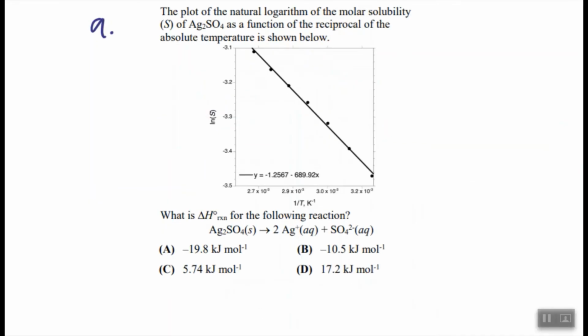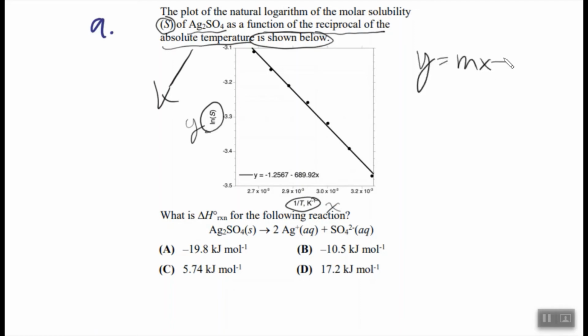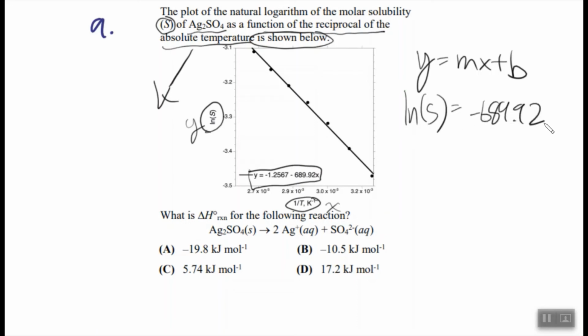So let's do number 9. The plot of the natural logarithm of the molar solubility, or S, of silver sulfate as a function of the reciprocal of the absolute temperature K is shown below. What they did was graph this as the y and this as the x, and their graph looks something like this. y equals mx plus b, just like this equation over here, where y would be ln of S, and our m would be negative 689.92, and our x would, of course, be 1 over T. And they would have a constant c there.